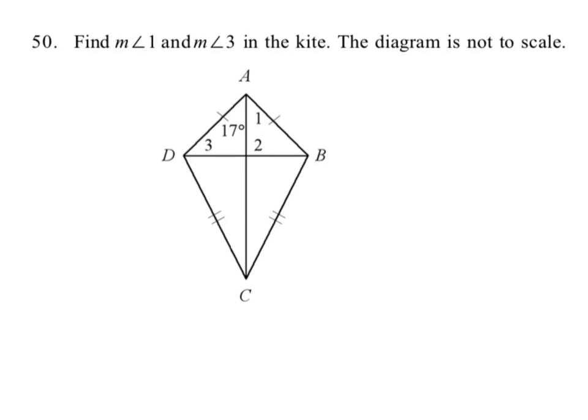All right. It's asking us to find the measure of angle 1 and the measure of angle 3. But they do note angle 2 here, and that's going to be a right angle. That's what's going to happen in a kite: you're always going to get those 90-degree angles, okay? And we're going to get something else.